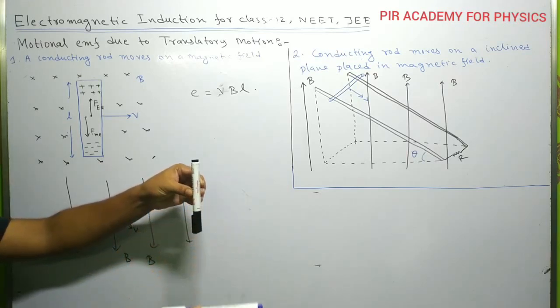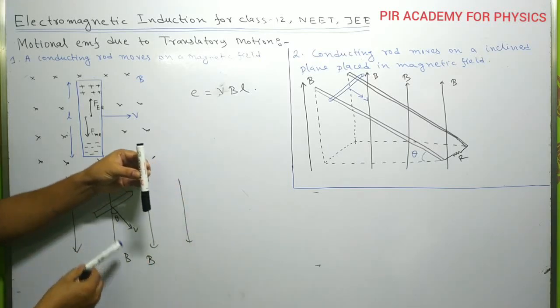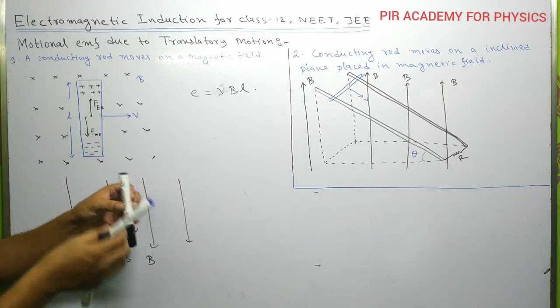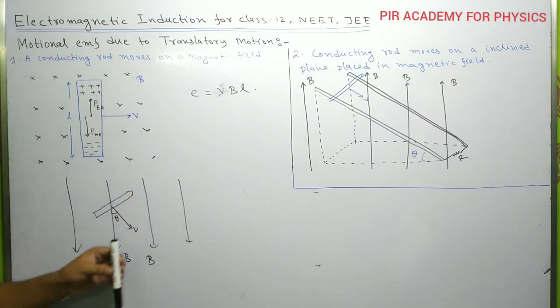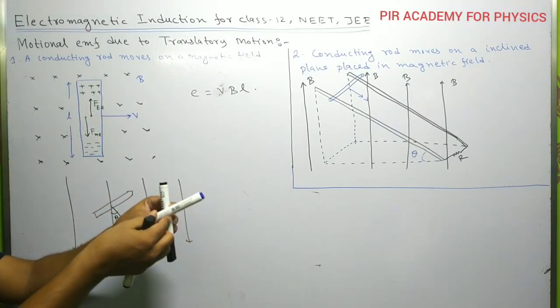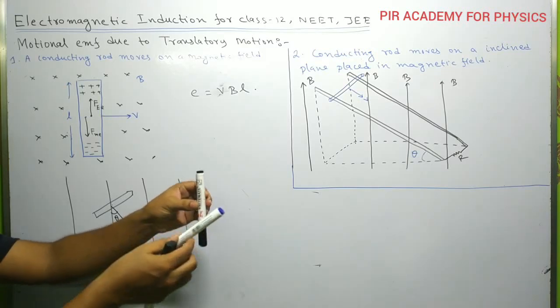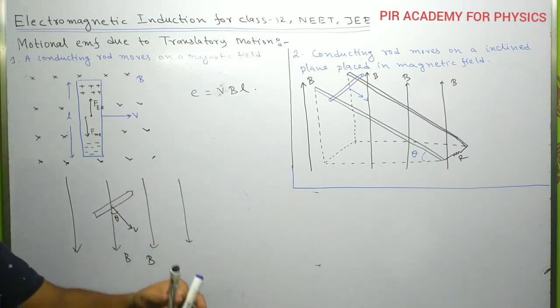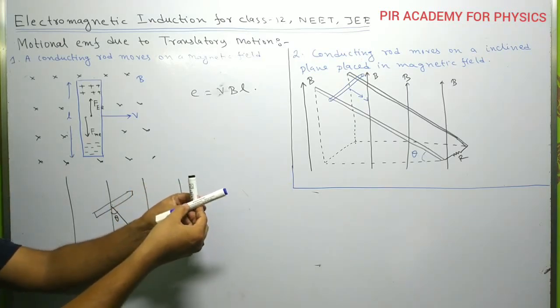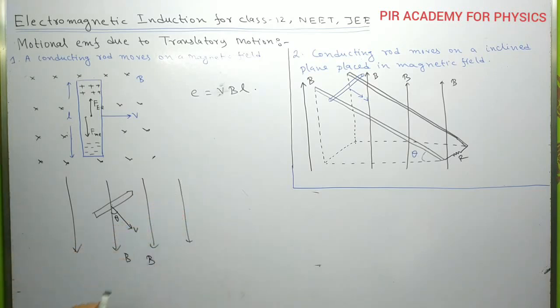So the angle between the direction of the velocity and the magnetic field is theta. Suppose the conductor is moving in a magnetic field perpendicular to its direction. But if the conductor is moving in the magnetic field making an angle, suppose this is the direction of the magnetic field and this is the conductor, and it is moving in this way, then you have to find the induced EMF.